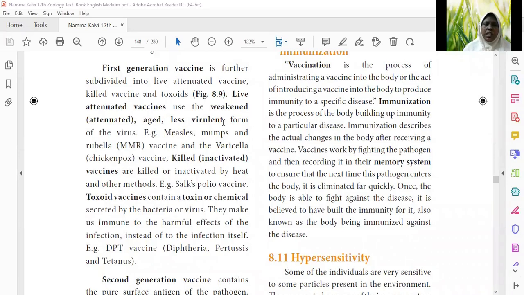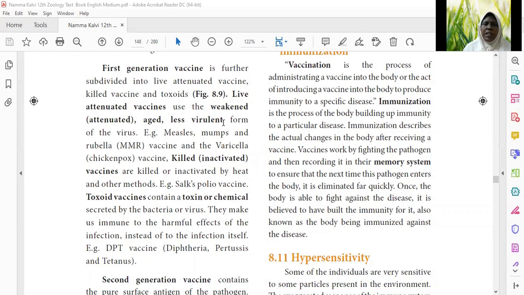We shall discuss now what are different types of vaccines. They are classified as first generation vaccine, second generation vaccine, and third generation vaccine. First generation vaccine is further subdivided into live attenuated vaccine, killed or inactivated vaccine, and toxoid. So first generation vaccine is further divided into three types. First one is live attenuated vaccine.